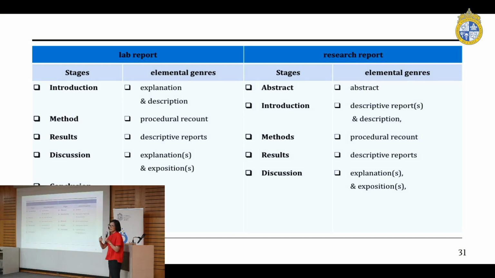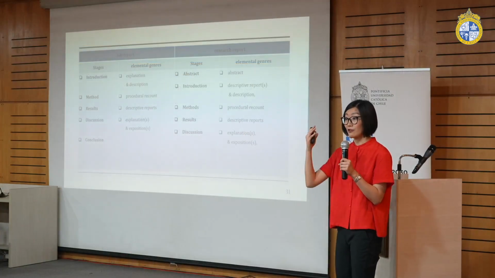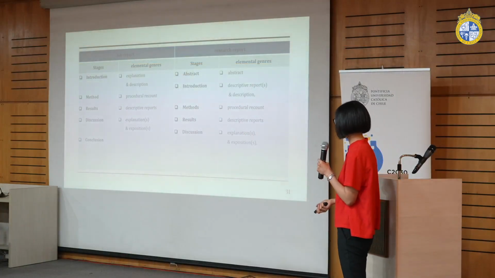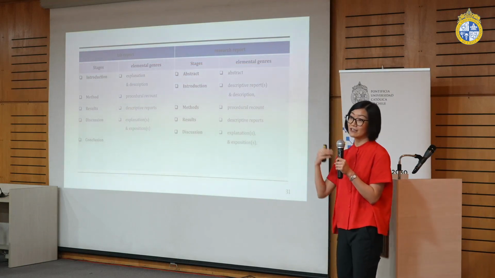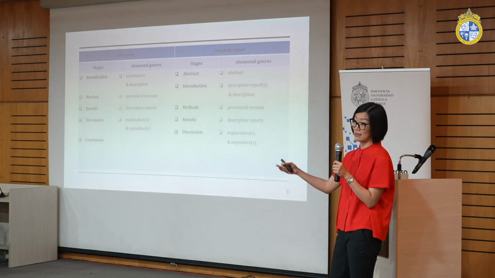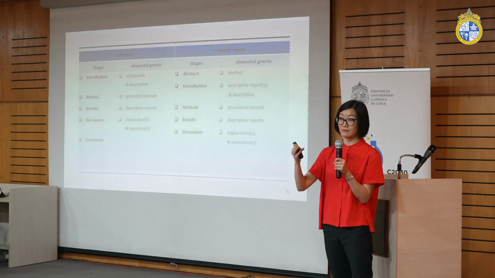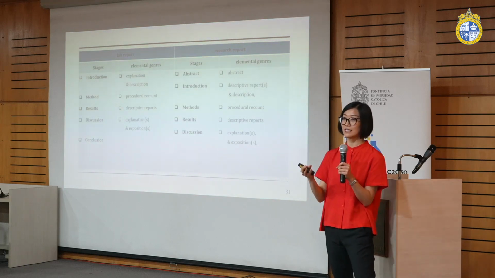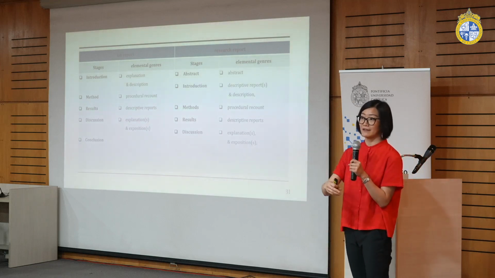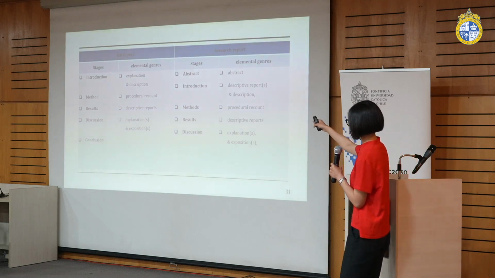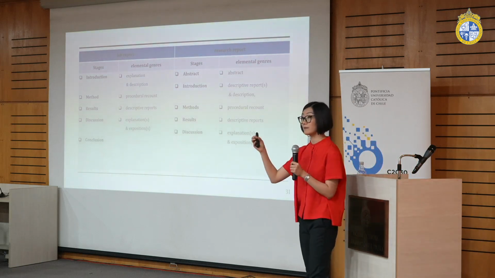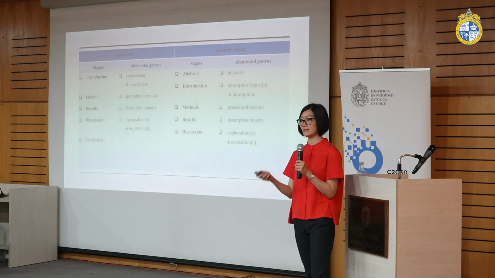And in the method, you have to give a procedure recount in terms of, okay, so this method I'm going to adopt. What did I do, right? So a recount of what happened in the past. And we also have results, and then in discussion, you have to explain the phenomenon that you have studied in the lab, right? And also argue, exposition, argue that, okay, so this is a valid finding, why, right? Okay, so based on these stages, it's possible to also identify very specific communicative purposes, right?